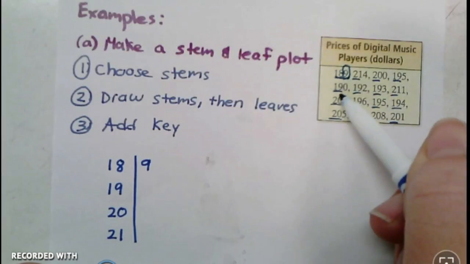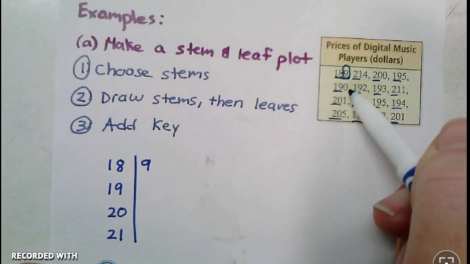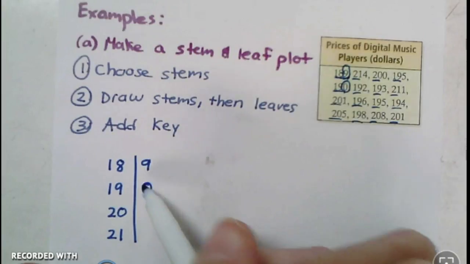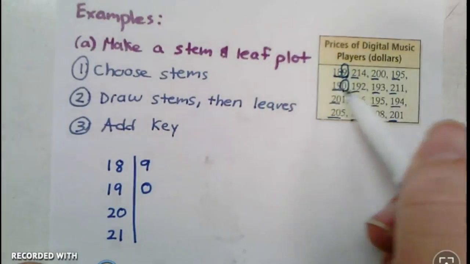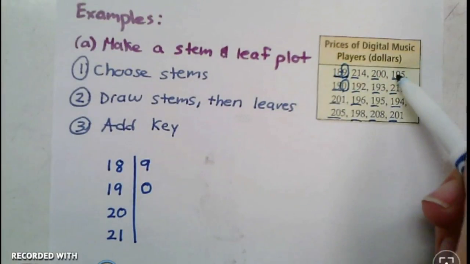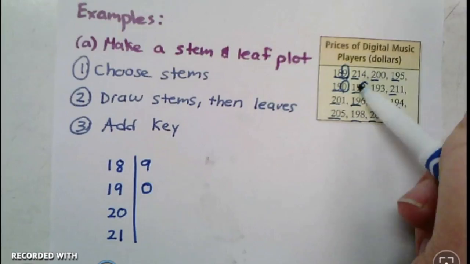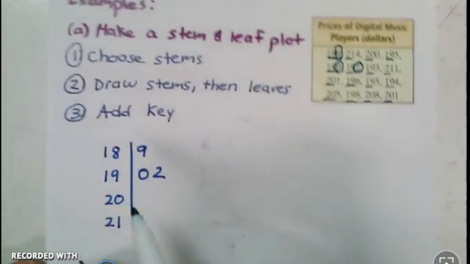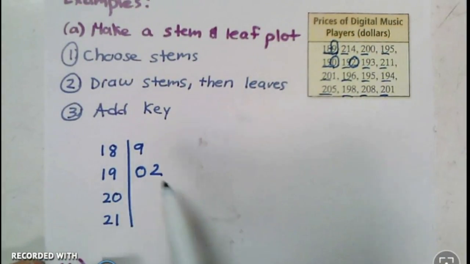Now I'm going to go on to the 19s. So I got a few of those. I want to pick the one that has the smallest digit. So this one has a 0. And since I'm circling it, I'll just remember that I already did that one. Now let's see, I got a 2, a 3, a 6, a 5, a 4. Okay, so it looks like my 2 is my next smallest. So I'm going to put the 2 right next to the 0. And this means 190 and then 192.